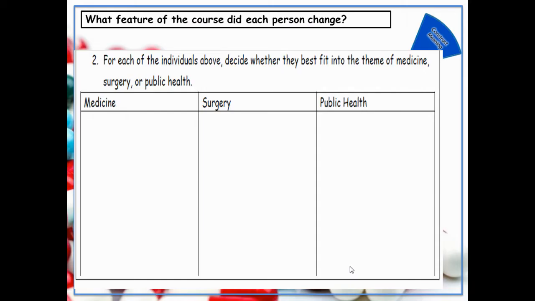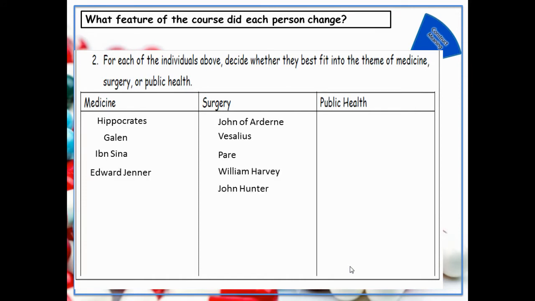So for the individuals that you've got on your sheet, you might want to pause this video now and go through this yourself, but just so we're clear, medicine, your examples from the sheet are Hippocrates, Galen. Surgery, John of Ardenne. Another medicine one, Ibn Sina. Vesalius, Paré. William Harvey, John Hunter for surgery. Edward Jenner for medicine. Chadwick for public health.